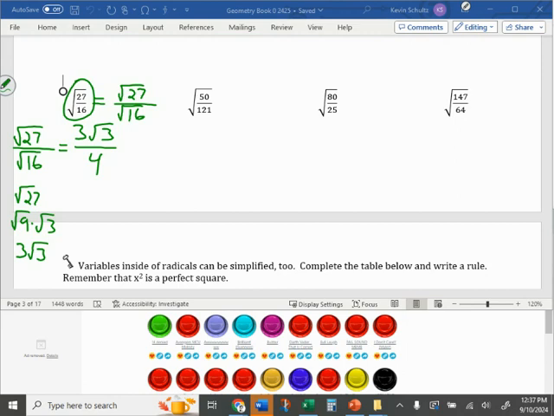Isn't this technically due on Thursday, since we're doing the math packet? Good point. Yes, it's technically due on Thursday because we're doing the math packet tomorrow. Job well done.